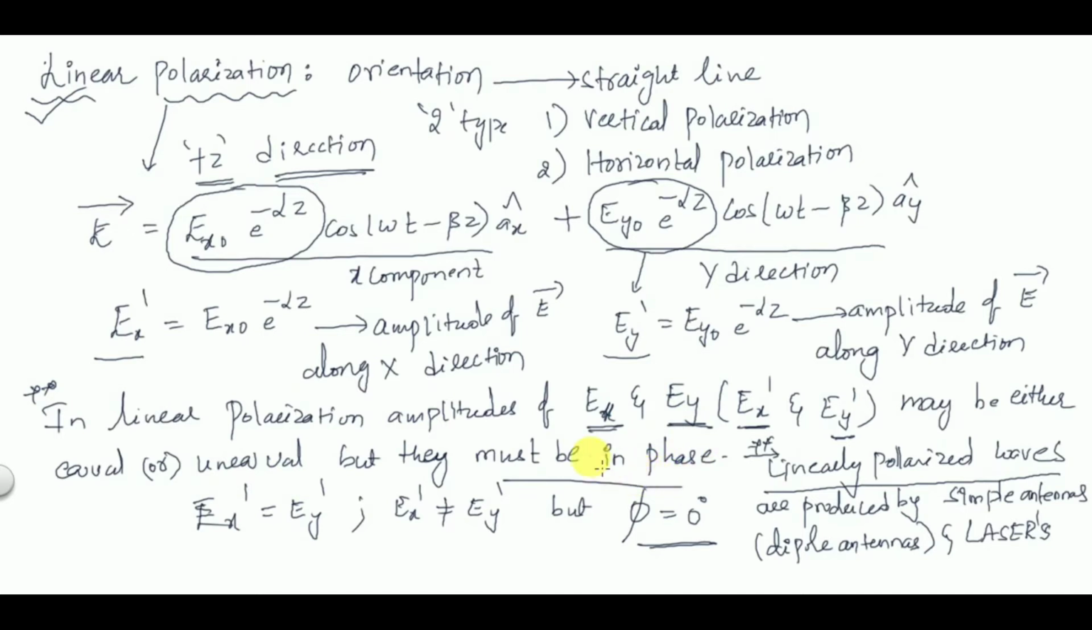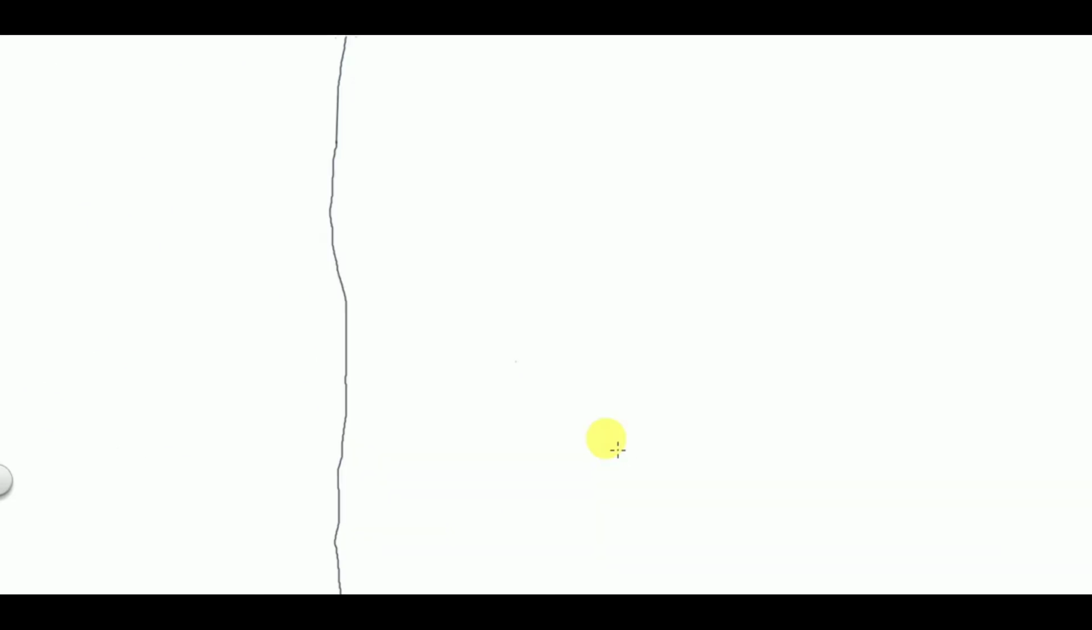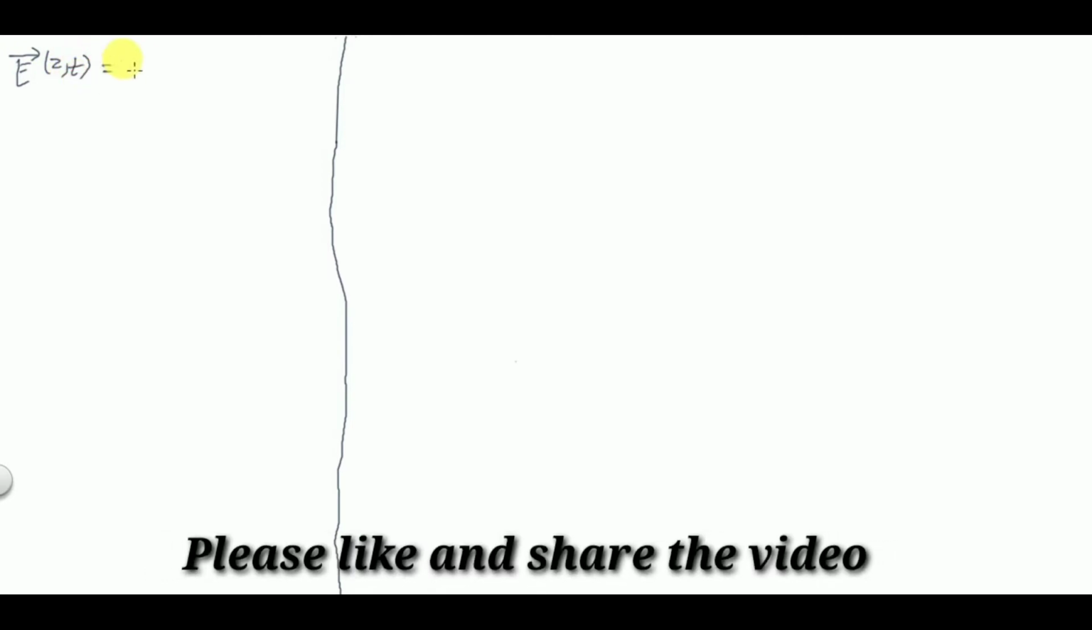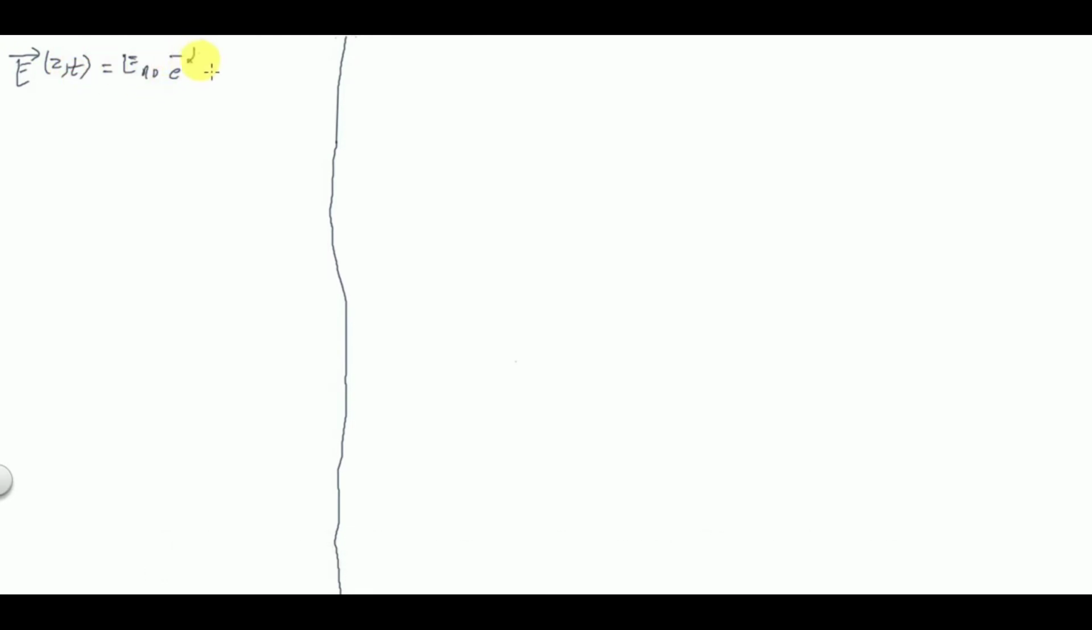Let me take one more slide. I'll explain very clearly how the orientation is a straight line in the case of linear polarization. We have E bar of z comma t as Ex naught into e power minus alpha z cos of omega t minus beta z into ax cap, plus Ey naught into e power minus alpha z into cos of omega t minus beta z into ay cap.